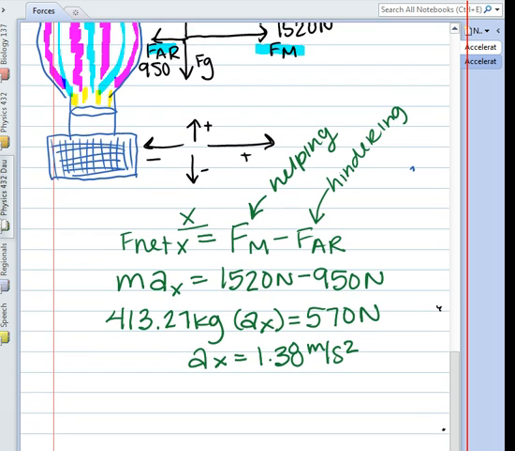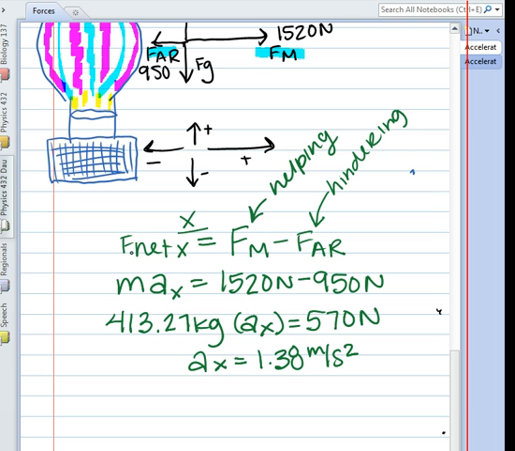Now again, when I go through, I cannot say that force net in the x is 0 because we are going to have acceleration. We were not told that this was a stationary hot air balloon. So I'm going to say mass times the acceleration in the x direction is going to equal the force of my motor, which is 1520 newtons, minus the force of air resistance, which is 950 newtons.